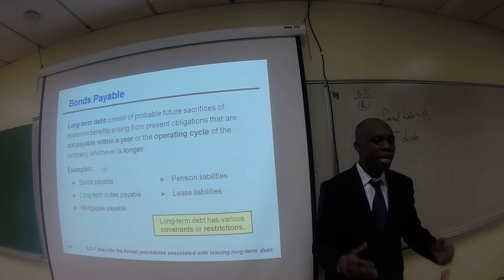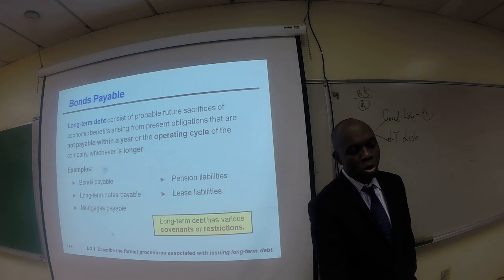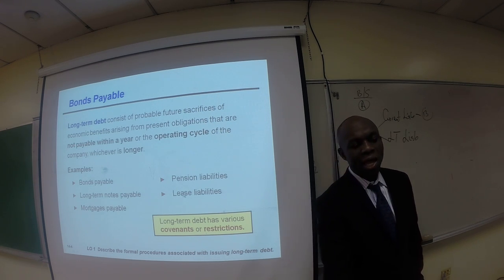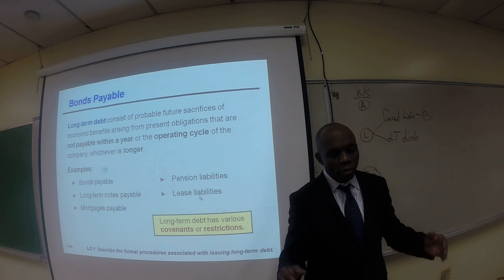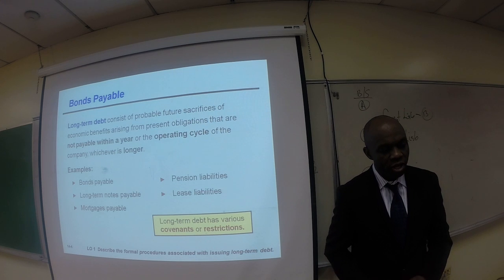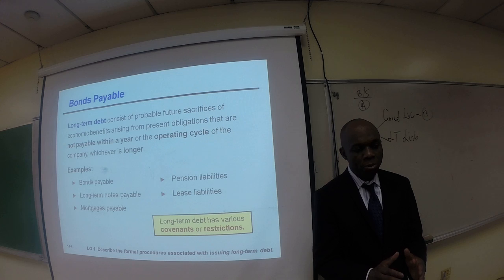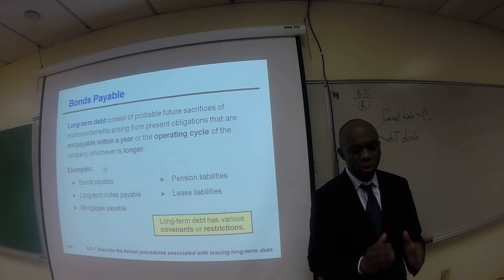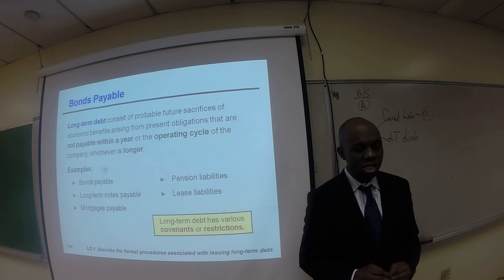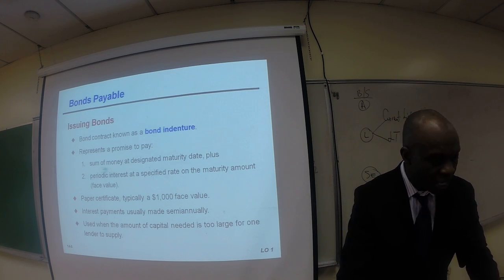Now, let's take a look at the examples of long-term debt that we have here. Bonds payable, long-term notes payable, mortgage payable, pension liabilities, lease liabilities. The last two are going to be discussed extensively in 2 subsequent chapters before the end of this semester. But our main focus here are bonds payable, long-term notes payable, and mortgages payable. Of the 3, bonds payable is going to be discussed more extensively in this chapter.